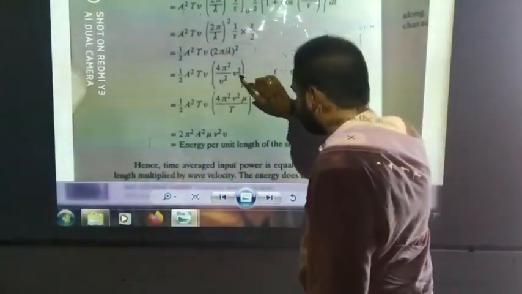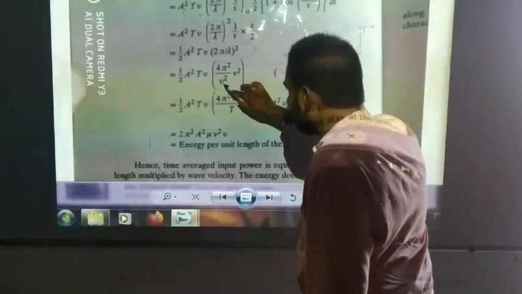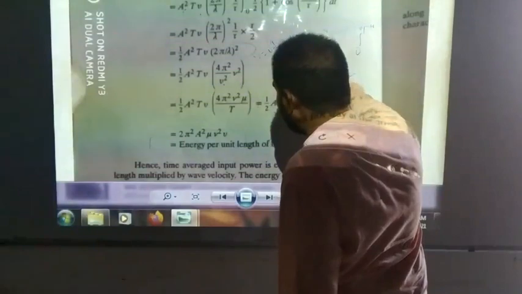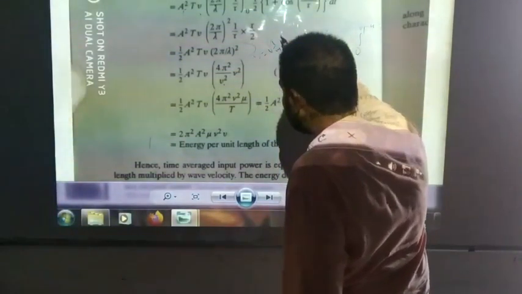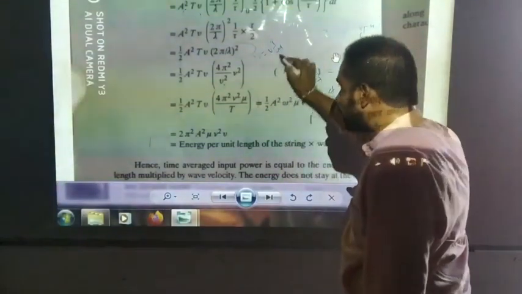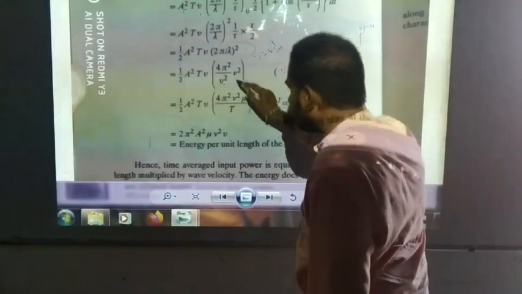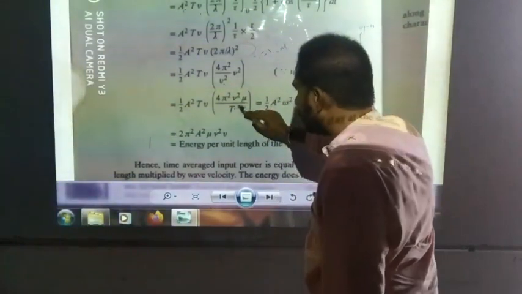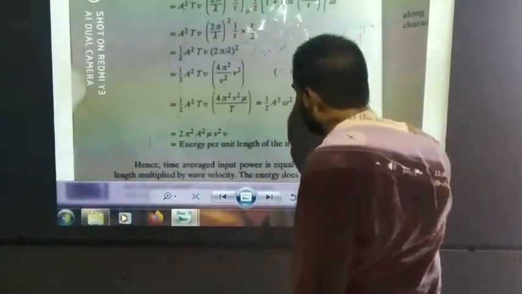At last, what will we get? Nu square here. V square is how much? We know that v is equal to under root T by m. But here linear density is taken as mu. Okay, don't be confused. So in place of m, we are taking mu here. Mu is our linear density. So v square is nothing but T by mu. So it will be reversed: mu by T, half a square omega square.